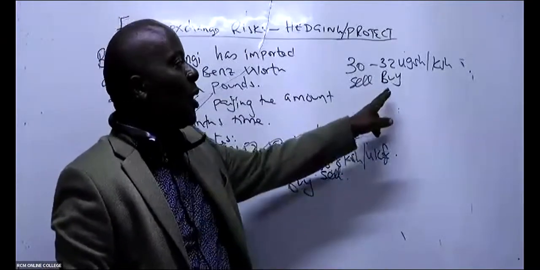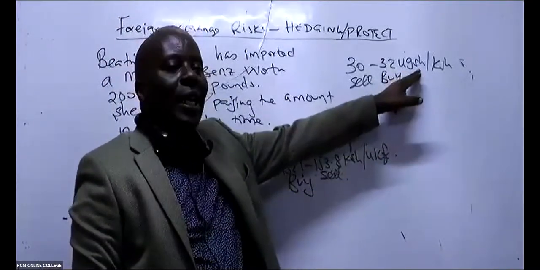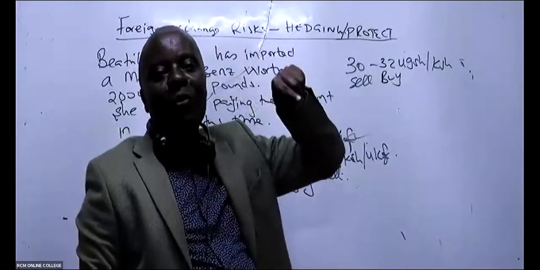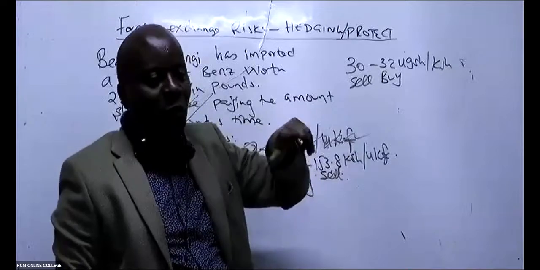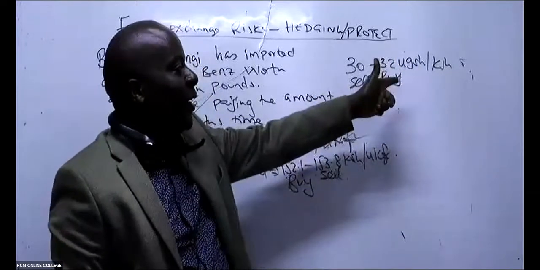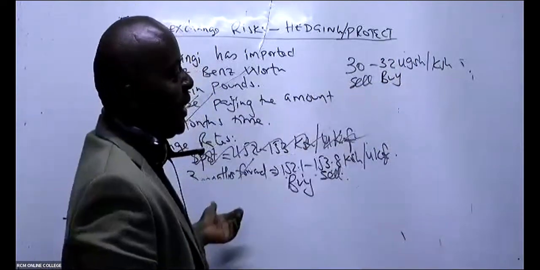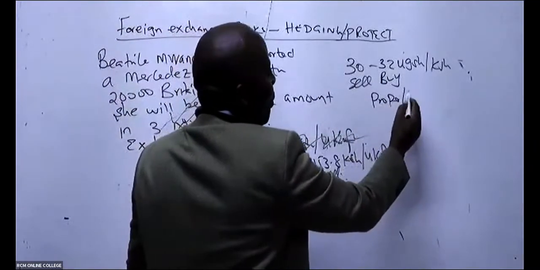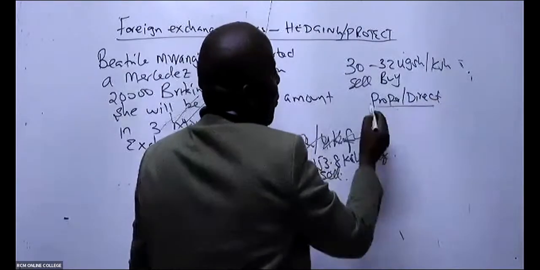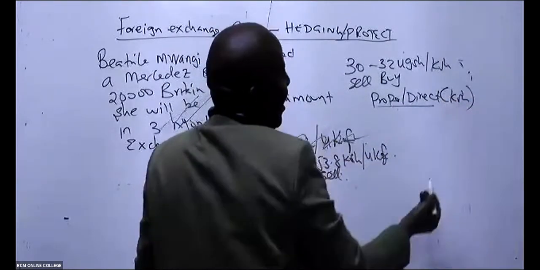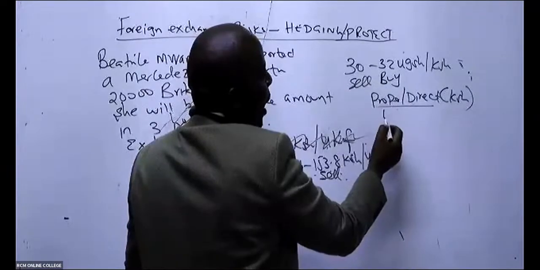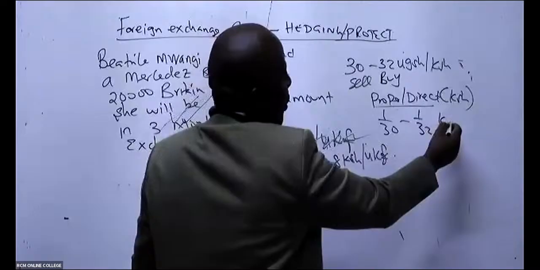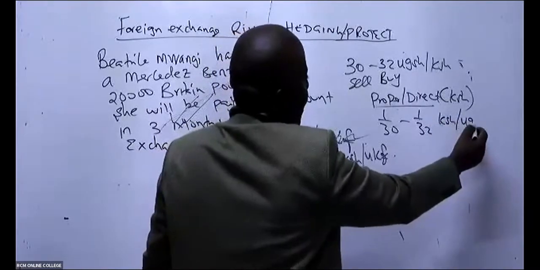If this confuses you, then make this rate proper. A proper rate is whenever you start with your Kenya shilling. So for a proper rate, you reciprocate this. If you want this to become a proper rate, it's very easy. Proper is what we call direct, where you start with your Kenya shilling. So then this will be 1/30 to 1/32, now Kenya shilling per Uganda shilling.